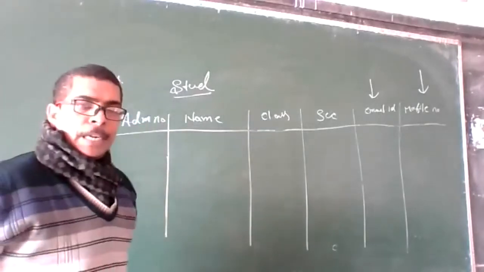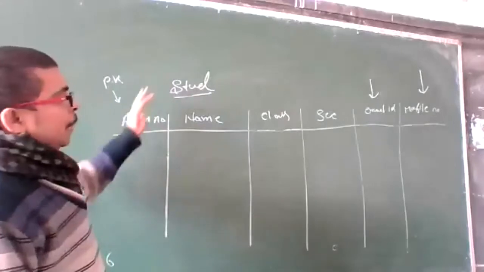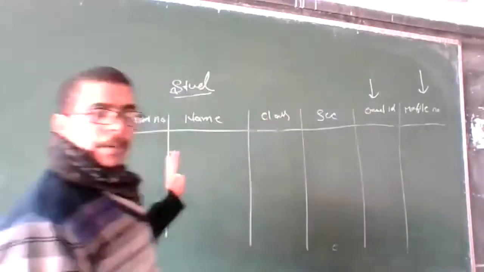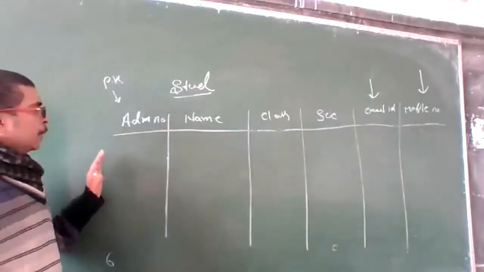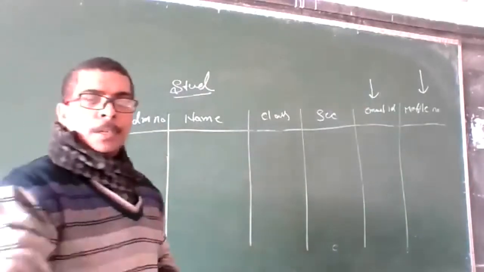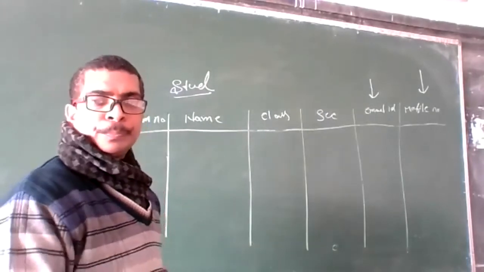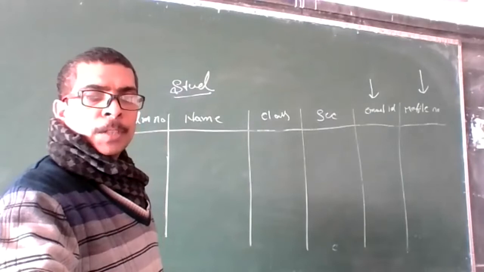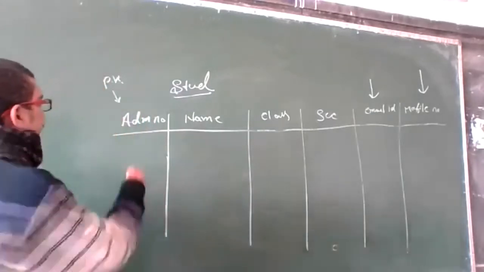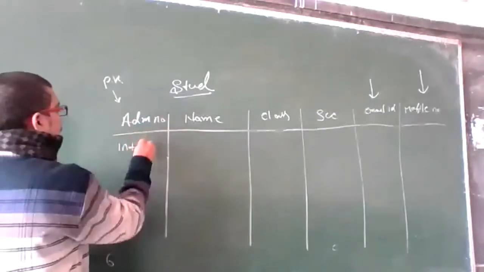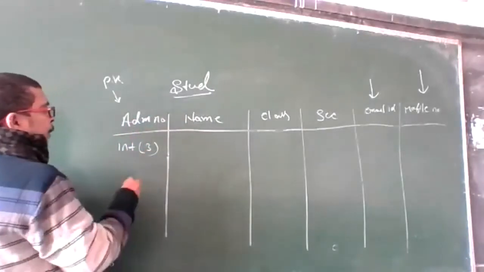Let me know the data type of admission number. How many attributes? 1 2 3 4 5 6. You will tell me the data type of each attribute. Admission number. So you unmute yourself. Integer. Admission number will be integer. Right? I am taking size 3.